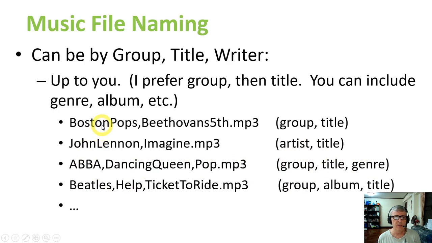And you notice here I'm using something they call camel font, where you have a capital letter and then a capital letter to start the next word, and there's no spacing. It saves space because in file naming you can get file names that are too long, and Windows will object to it. So ABBA, comma, Dancing Queen, again the camel type font, comma pop, and this is group, comma title, comma genre. And then we have Beatles, comma help, comma ticket to ride, so group, album, and title.